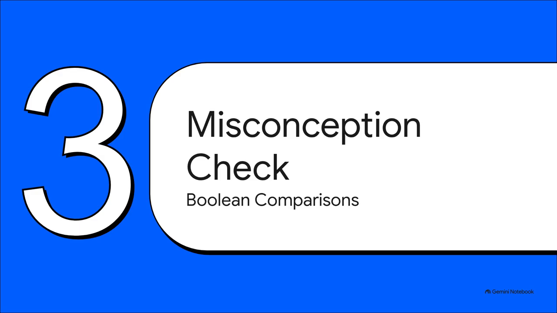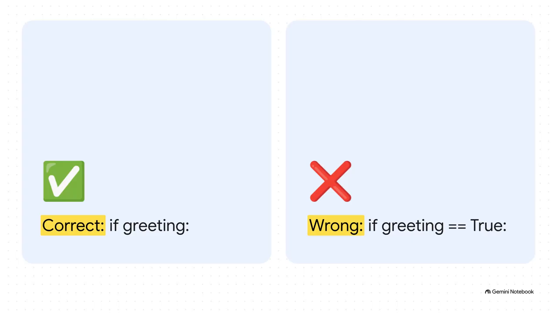Next up is Section 3, Misconception check. Let's clear up some things about Boolean comparisons. So there's a really common mistake beginners make when checking Boolean values. Take a look at that wrong example, if greeting == True. Now, while this might technically run without crashing, the official PEP 8 style guide, which is basically the strict ultimate rulebook for Python, tells us this is actually poor style.